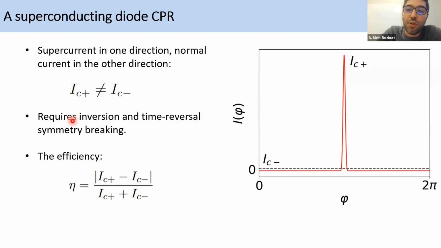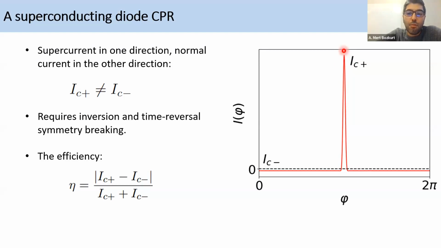A superconducting diode is basically identified by its efficiency, which we calculate as the difference between the critical currents in each direction. A current phase relation of a superconducting diode would look something like this, where IC minus is the negative part, the critical current in the opposite direction, and IC plus is the positive one, the top of this peak.